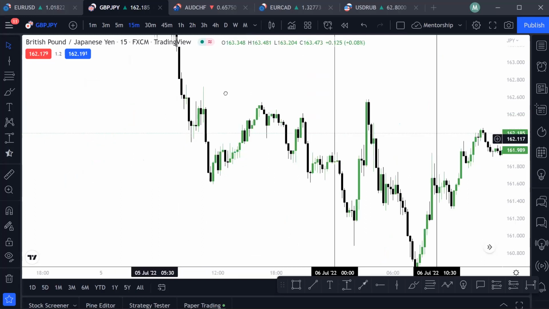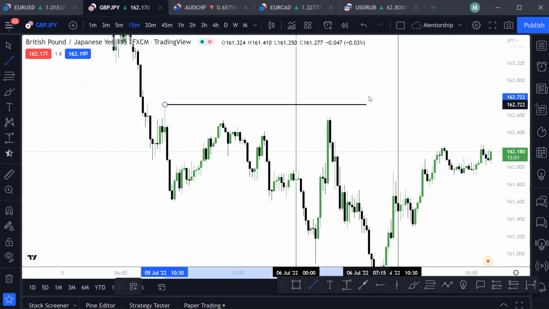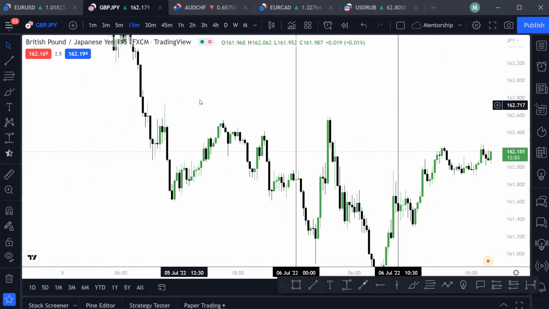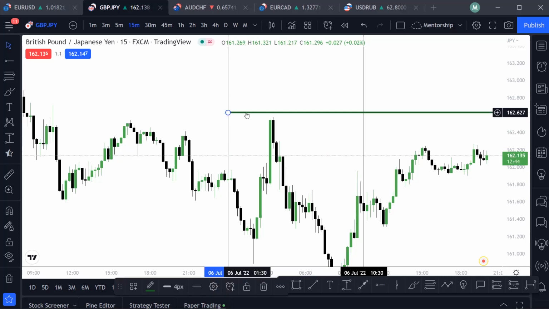Because if you are to look for Asian dealing range highs and lows, will price ever come here? No, it will not. Okay? So you're only focusing on the base. Between this time line and this one, I'm going to look for institutional levels. I'm going to look for that level.